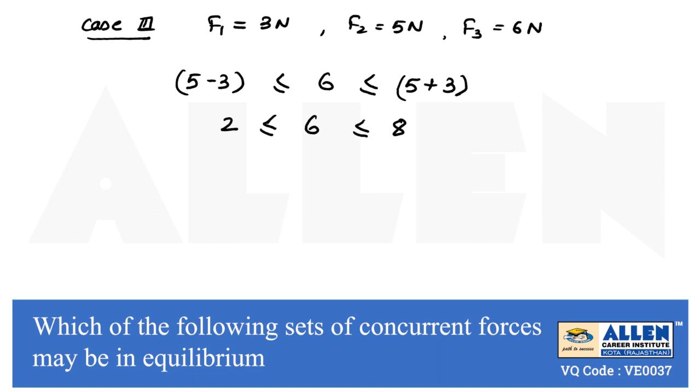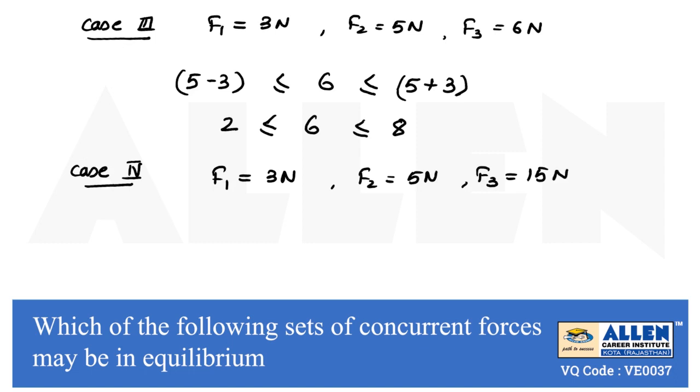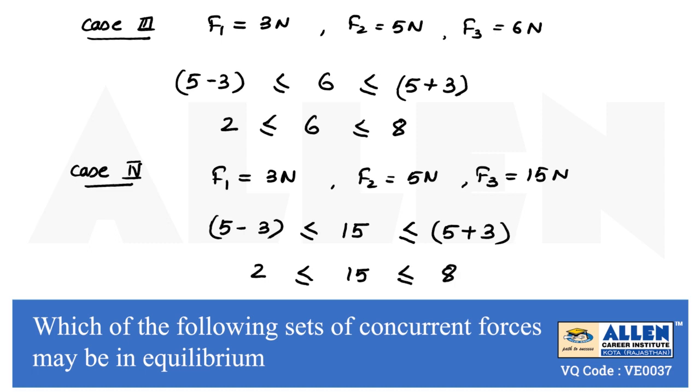Now we will see the fourth case, in which forces are given as F1 3 Newton, F2 5 Newton, F3 15 Newton. We will check the condition of equilibrium by selecting the two forces which are smaller, that is 3 and 5. So 5 minus 3 should be less than the remaining one, that is 15, and 15 should be less than the summation of 5 and 3. Here we get 2 is lesser than 15 and 15 is lesser than 8, which is not possible. Again this set is not in equilibrium.